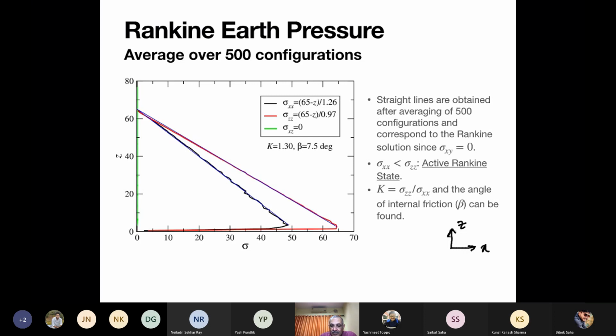And then what you see is sigma xx, which is the one in the transverse direction, that is also varying linearly. And if you see this, the ratio of these two is a constant because both are linear, so you can take the ratio and you see that you get a value of k to be 1.3, and so the angle of internal friction is 7.5 degrees. It's very low friction.